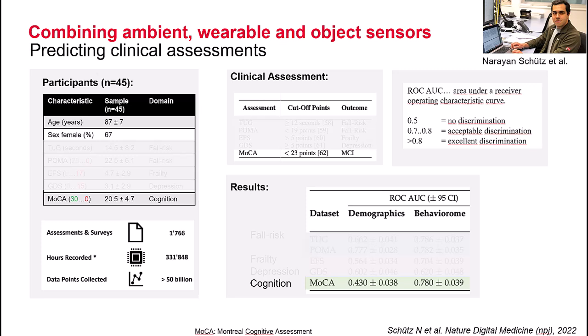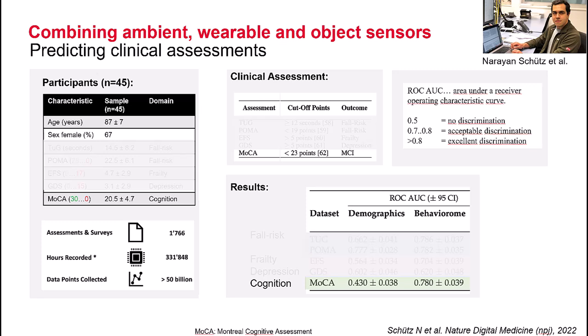And if you look at the cognition result here measured as the MoCA score, you see that if you take the demographics by itself, so only the age as a predictor of cognitive performance, you are worse than if you would be guessing, okay? So we are below 0.5 on the receiver operating characteristics. However, if you take the sensor data, you get a very good, close to excellent discrimination between those above this threshold and those below the threshold.